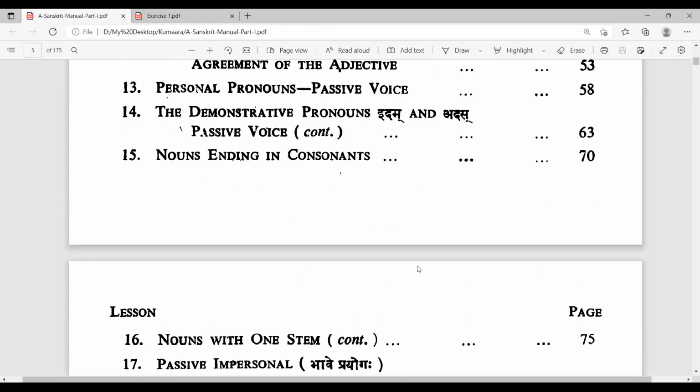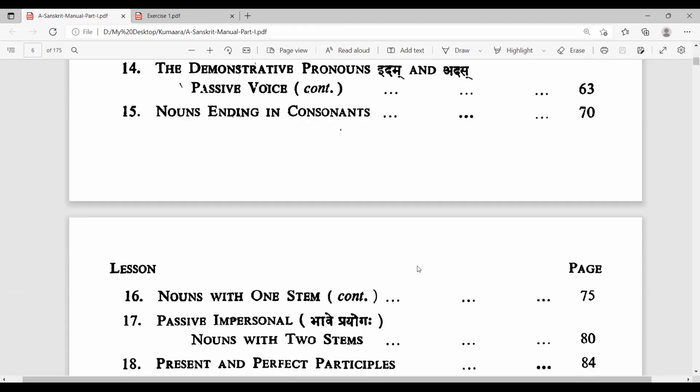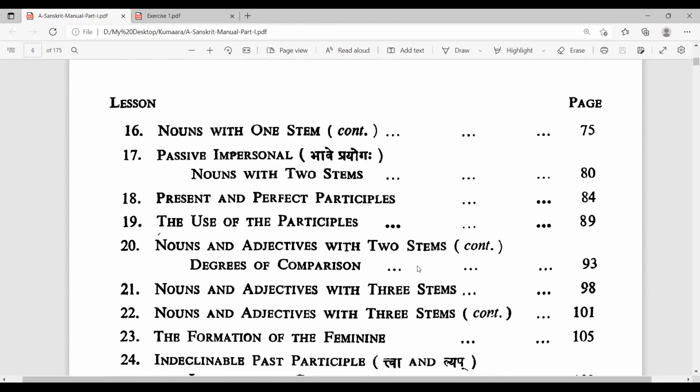Then nouns ending in consonants, halanta shabda, starts in the 15th lesson. Then nouns with one stem. Stem and all, we know. What is stem? Again, it is an English word with which we are not familiar, but we know Padam, Bhasanjna. When we come to that lesson, we will see. Padasanjna, we know. What is Padam? Tinantam Padam. Then the vibhakti endings 3-1, 3-2, 3-3, 4-2, 4-3, 5-3. So that is also Padam.